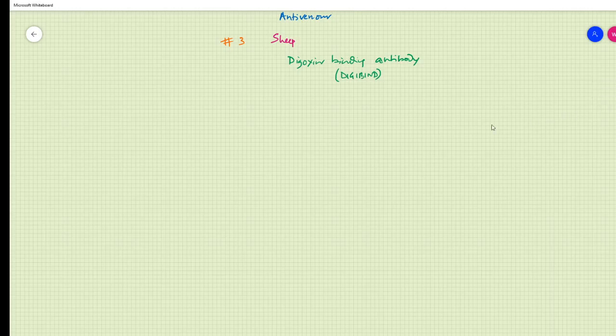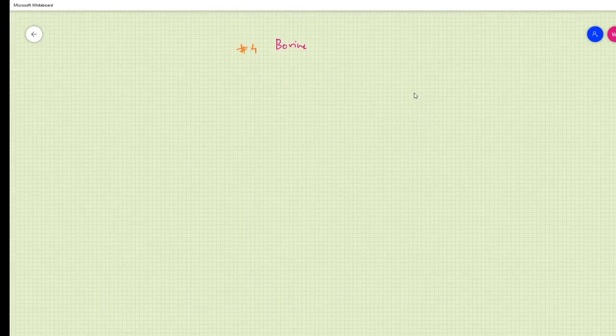Okay, let's look at the bovine sources. This is number four. So drugs derived from bovine sources, which is basically the cow family. And we have drugs like lactobacillus acidophilus, which is basically digestive. It is meant to replace the endogenous flora. And there is bovine colostrum.